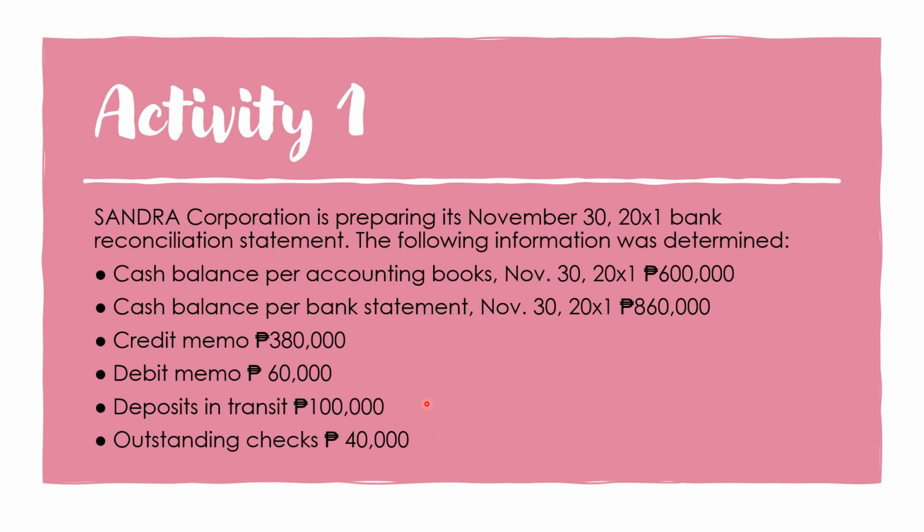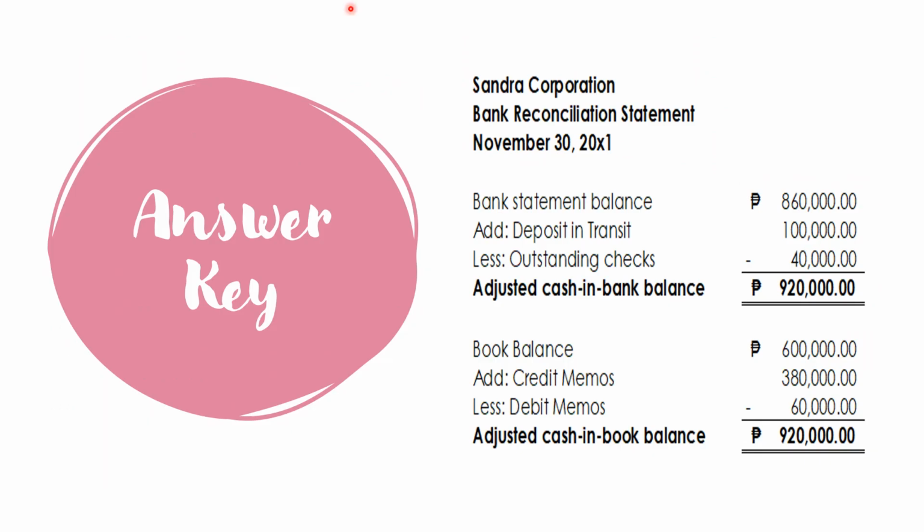Next, we have the deposit in transit amounting to 100K and the outstanding checks of 40,000. The deposit in transit and outstanding checks are bank reconciling items. So we'll be using it to get the adjusted bank balance. Dun nyo lang siya gagamitin. Right? So let's see. Right, so for the answer key, of course, very important, we should have our heading.